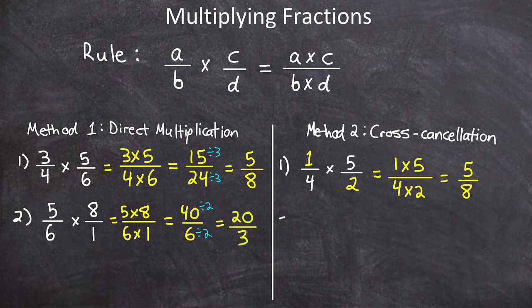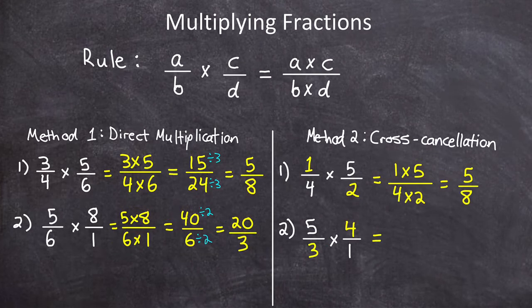And then let's try this same example again, but this time let's use the method of cross cancellation. Once again, it may be helpful to write this whole number as a fraction over 1, and then we check: are there any factors in the numerator that reduce with any of the factors in the denominator? Well, I know that 2 divides evenly into both 8 and 6, so I'll divide them both by 2. 8 divided by 2 is 4, and 6 divided by 2 is 3.